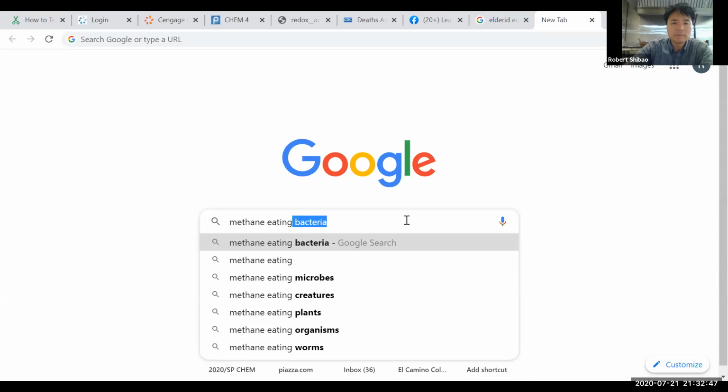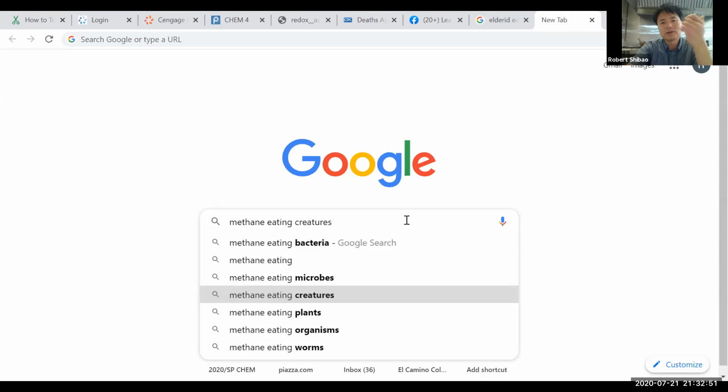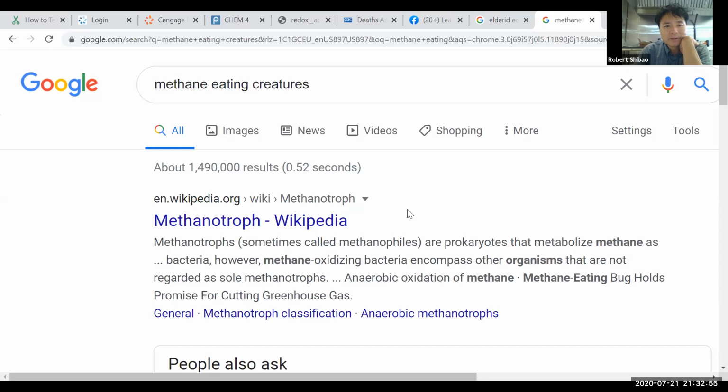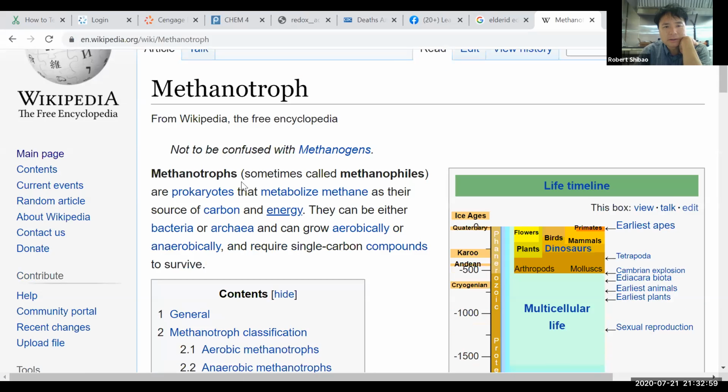Methane-eating microbes, methane-eating plants, methane-eating creatures. I wonder if they're methane-eating creatures, what methane-eating creatures there are. Methanotrophs. Methanotrophs, sometimes called methanophiles, are prokaryotes that metabolize methane as their source of carbon and energy.